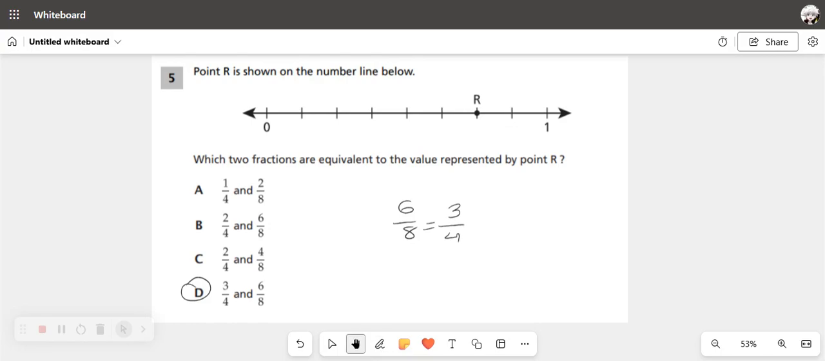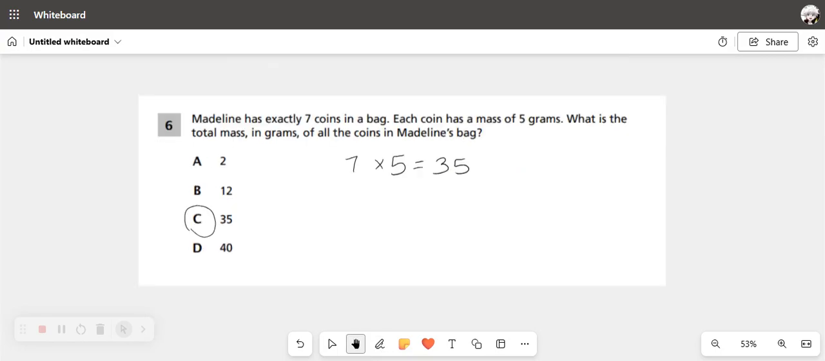Let's move on to the next question. For question 6, it says Madeline has exactly 7 coins in a bag. Each coin has a mass of 5 grams. What is the total mass in grams of all of the coins in Madeline's bag?